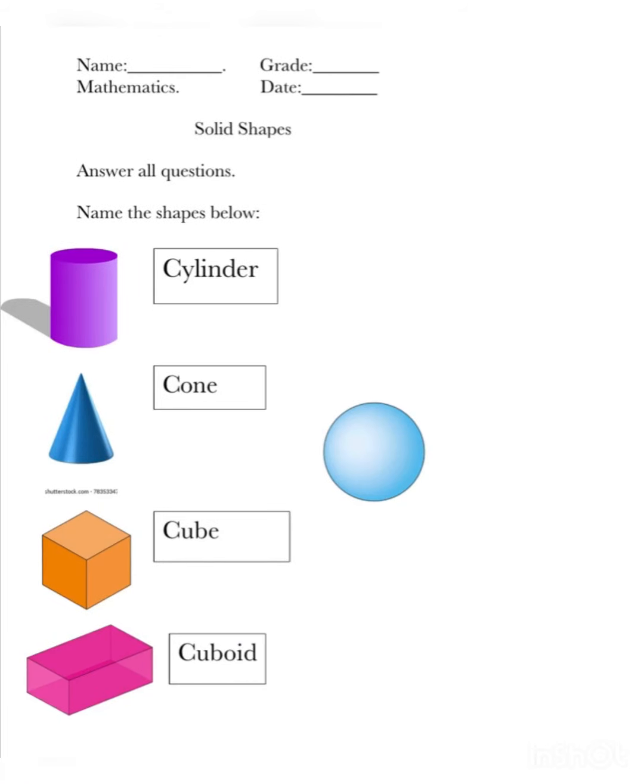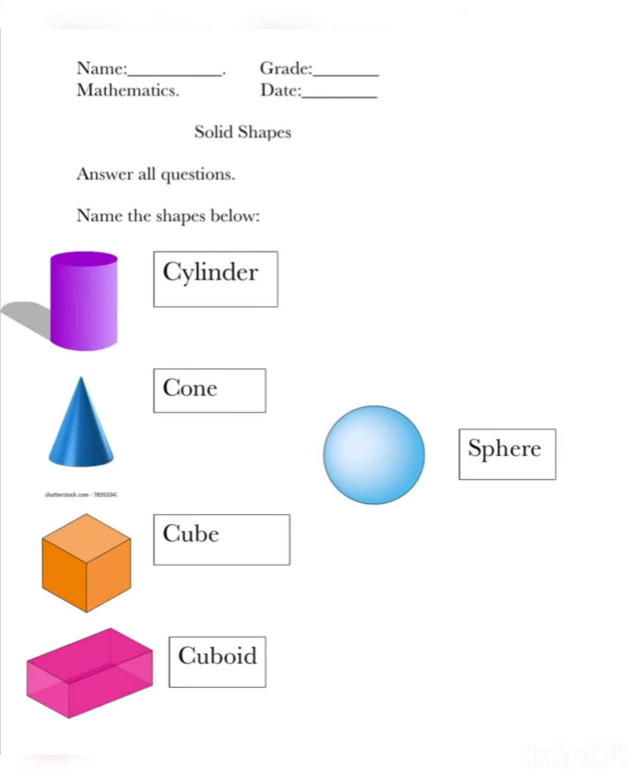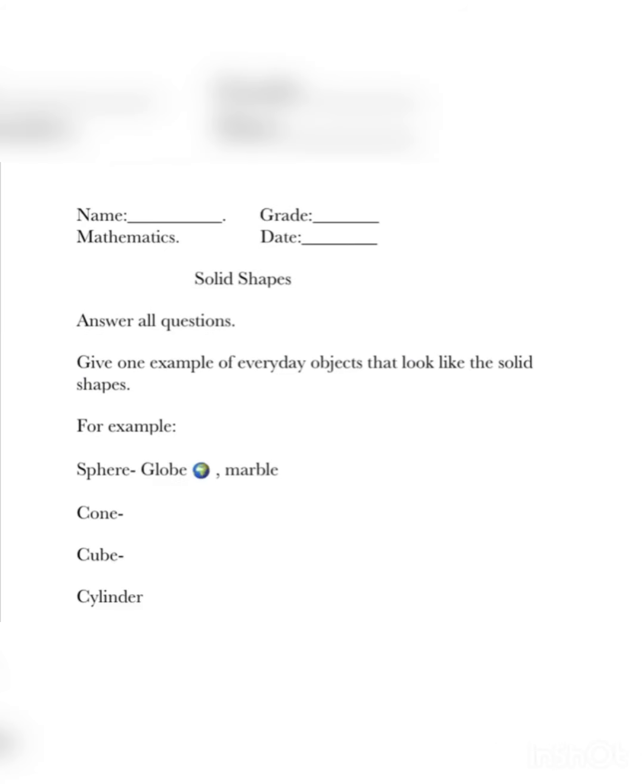Is she correct, class? Yes, she is. It is a cuboid indeed. Now, who would like to name our last solid shape? Tyreek, go ahead. That's right, it's a sphere. Good job, everyone. Now, let's move on to the next part of the worksheet.